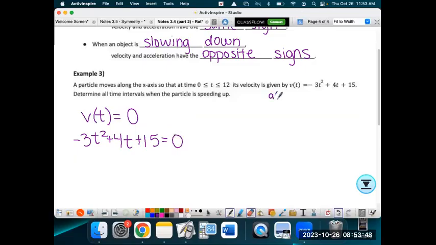Remember, acceleration is the derivative of velocity. So go ahead and find that derivative. You should get negative 6t, because when you multiply by the 2, you get negative 6. Subtract the power by 1, you get a 1. Derivative of 4t is just 4. Derivative of 15 is 0. So like I said, we'll do the same thing by finding the boundary between where the acceleration is positive versus negative.